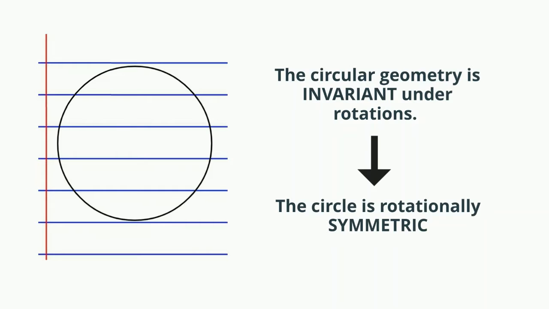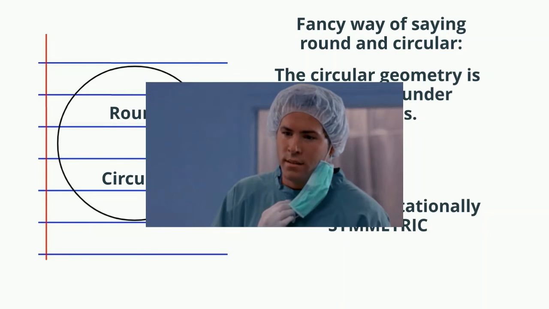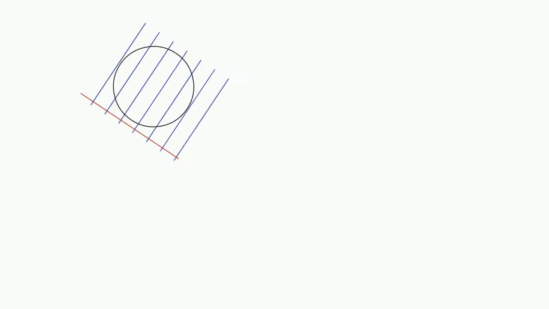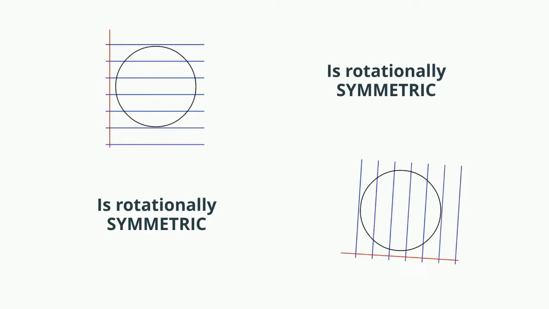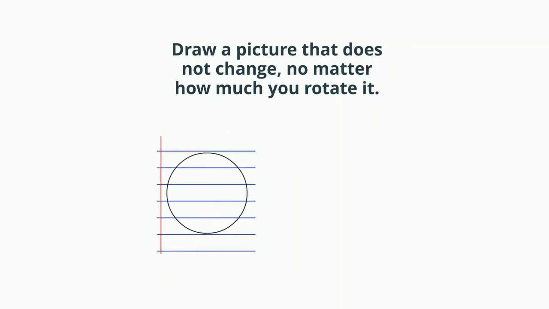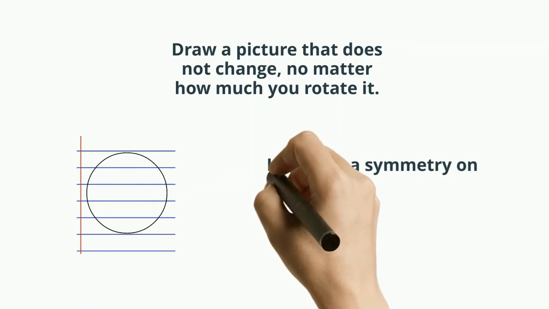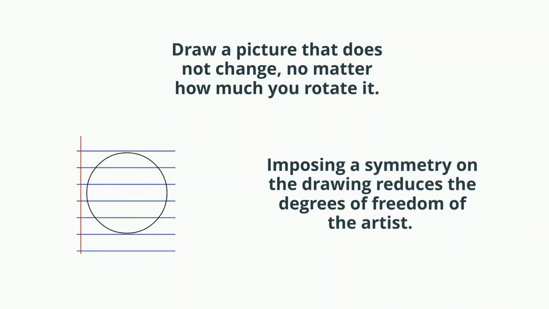Well, okay, that's cool, but you knew all this, so you're probably thinking, what does it have to do with laws of conservation and particle physics and the Standard Model? Well, everything. You see, while on one hand the circle is defined by the fact that it's rotationally symmetric, on the other hand, an object that is rotationally symmetric must be a circle. That is, if we were to ask you to draw a picture that did not change no matter how much you rotated it, you'd be forced to draw a circle. In this way, imposing a symmetry on the drawing reduces the degrees of freedom of the artist. Nature is the same way.